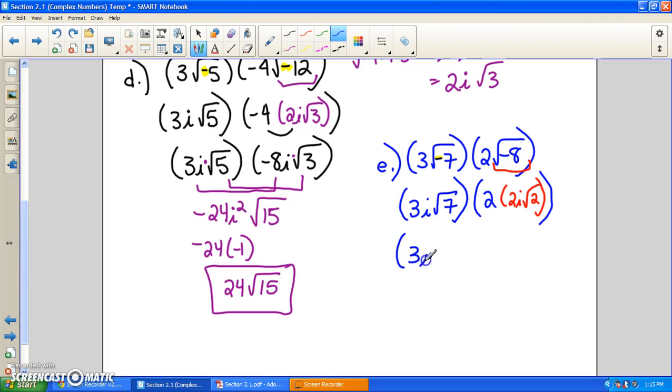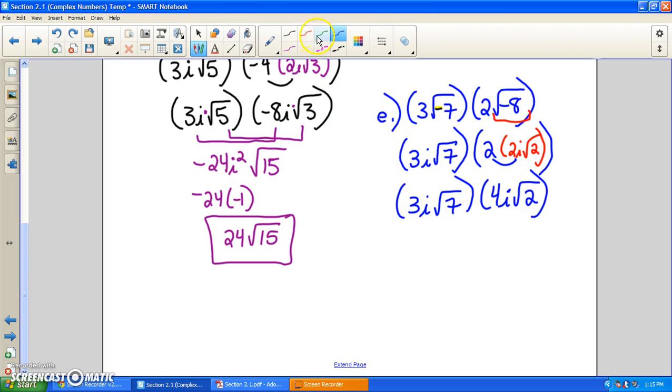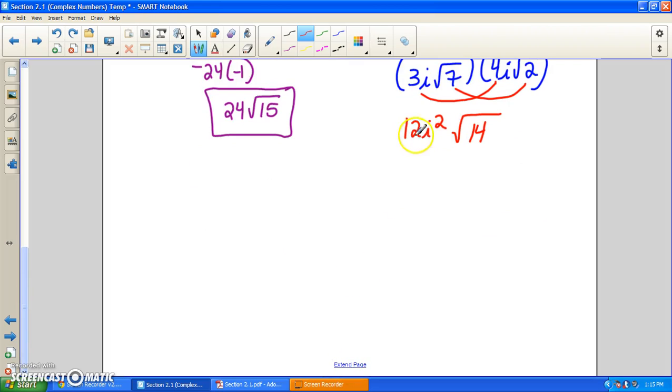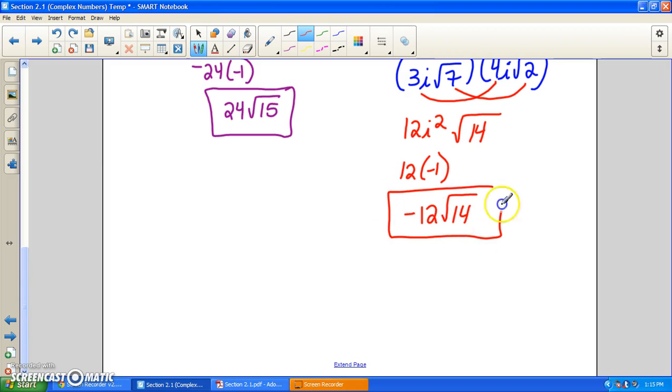So this gives me 3i square root 7 times 2 times 2i gives me that 4i is what's on the outside of the radical times 2. Here again, we've got to be careful when we multiply. You can only multiply the outside terms of the radical together, 3i and 4i. Well, 3 times 4 is 12, and i times i is i squared. And then the radical times the radical, or the square root times square root, gives me 14 under that square root. 12i squared is 12 times negative 1, so we get negative 12 square root 14 as our answer on that one when we multiply.